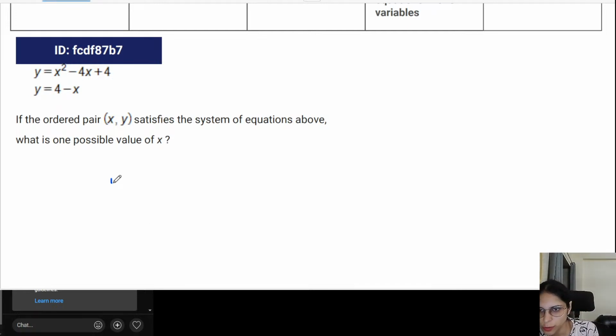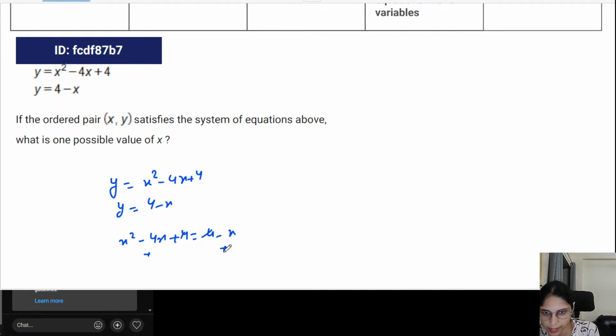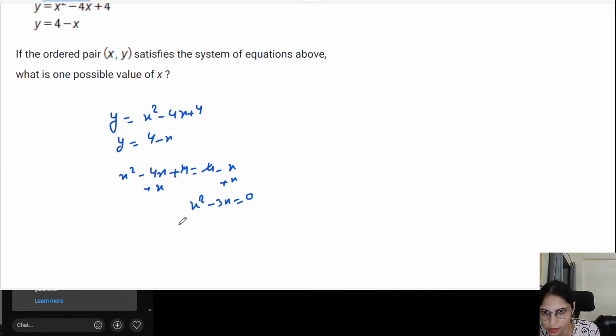So here also there are two options. You can simply solve it as well, because it's simple to solve. 4 cancels. You add x on both sides. You get x squared minus 3x equals 0. X times x minus 3 is equal to 0. X is equal to 0, x is equal to 3. So you can write either 0 or 3. Both are acceptable answers.